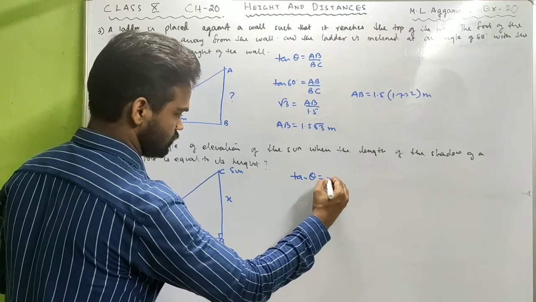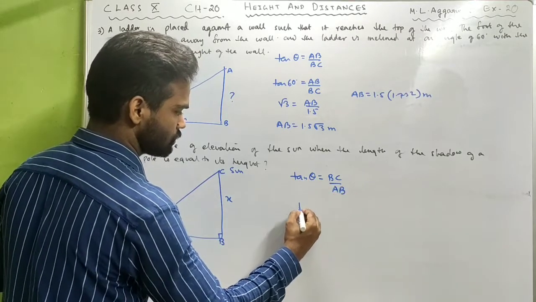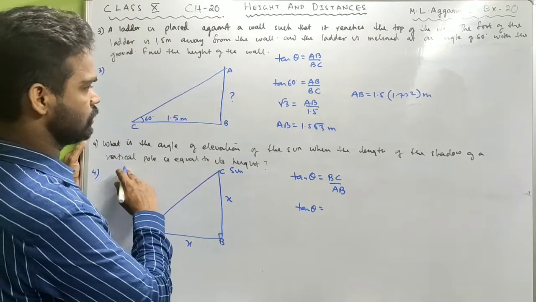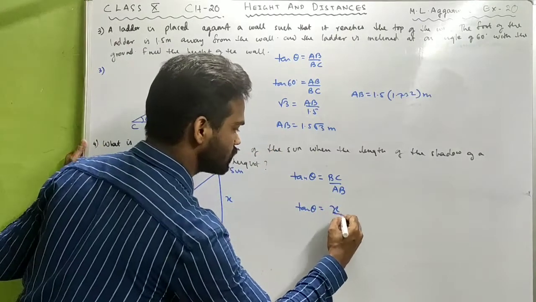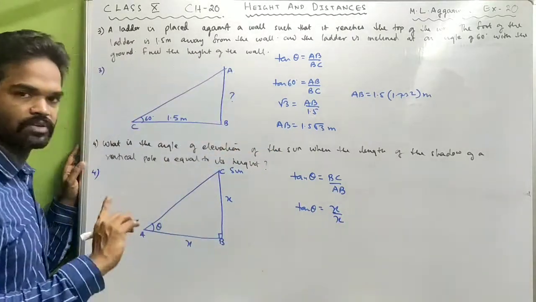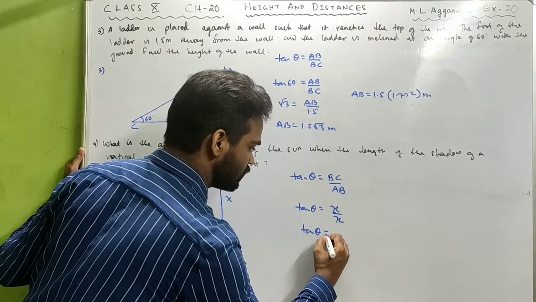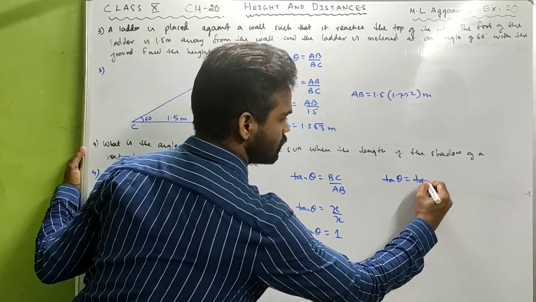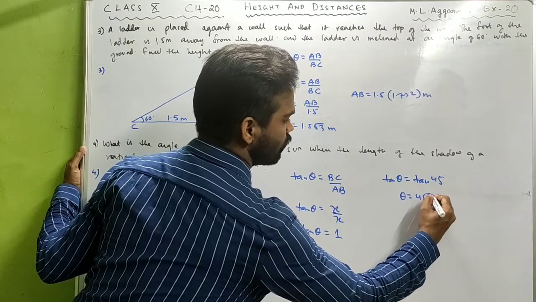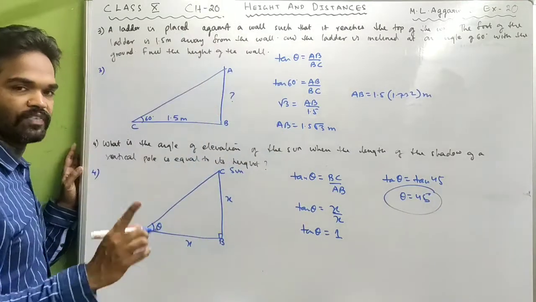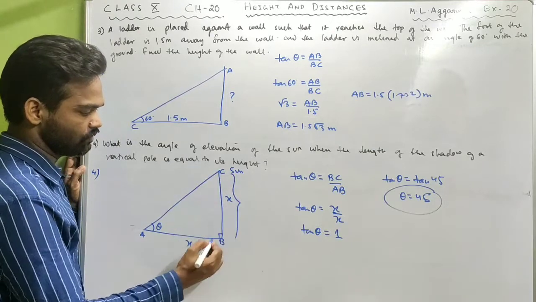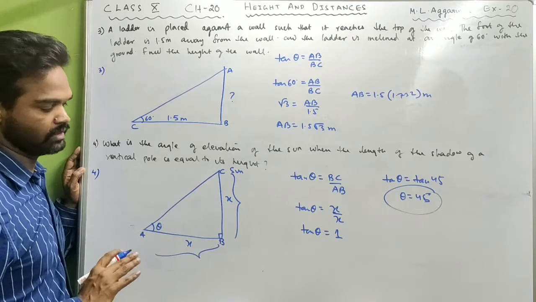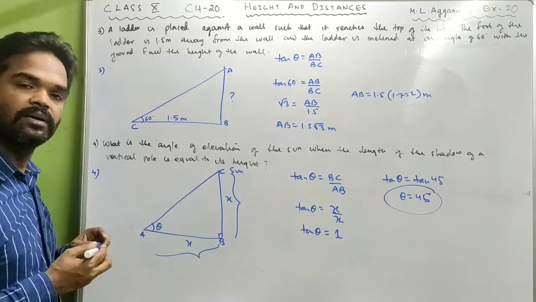Tan theta is BC by AB. So tan theta, BC, the length of the, what was it? The vertical pole is X, and the length of the shadow is also X, which means tan theta is 1. When is the value of tan theta 1? At 45. So we can say tan theta is tan 45, which means theta is 45 degree, which means when the angle of elevation is 45 degree, then the length of the pole and the length of its shadow cast on the ground will be of same length. Is it clear? Now let us look at the next sum.